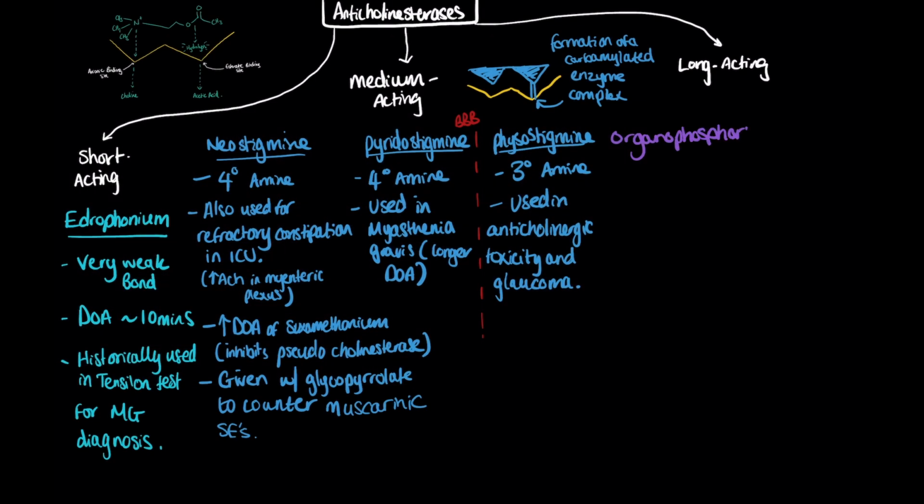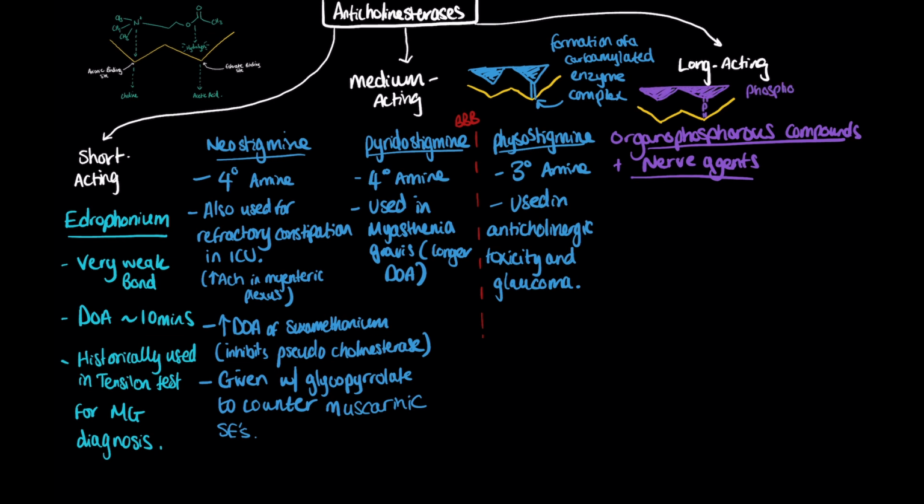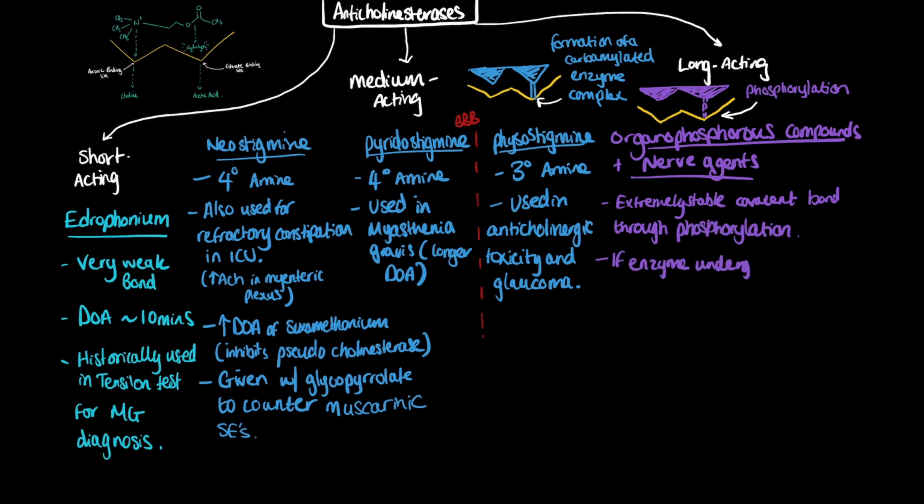Finally, the longest acting drugs are the organophosphate compounds or the nerve agents. These poisons create a covalent bond with the enzyme by phosphorylating the esteratic site. If you remember from your high school chemistry, these bonds are extremely strong and stable. If the enzyme is left long enough, the chemical structure of the compound will change and become irreversible. This is a process known as aging.